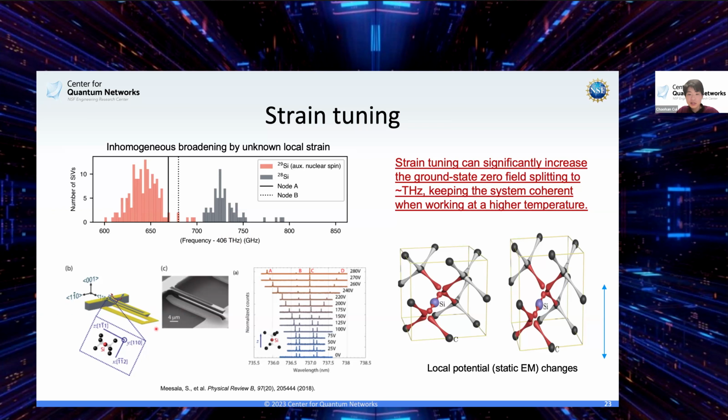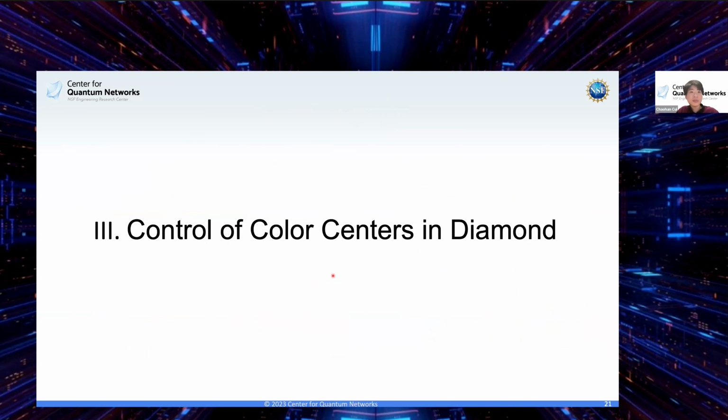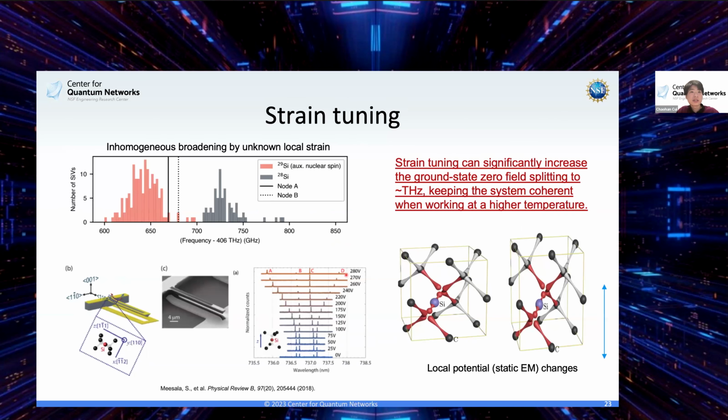So this physical deformation changes the local electronic potential and the shape of the electron orbits. Thus, the spin-orbit coupling terms will be different. This will directly modify the energy splitting, as you see on this measured PL spectrum. You will see that the A, B, C, D terms are shifting with voltage, corresponding to how much bending force you're adding to this cantilever. So strain tuning can significantly increase the ground state zero-field splitting to terahertz.